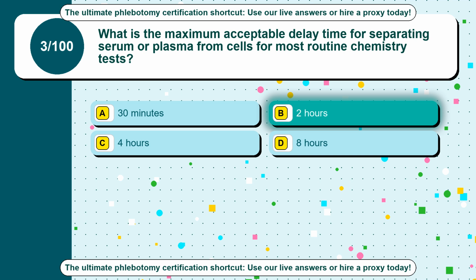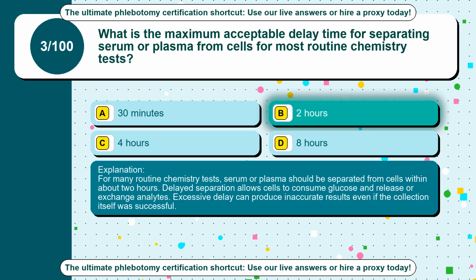2 hours. For many routine chemistry tests, serum or plasma should be separated from cells within about 2 hours. Delayed separation allows cells to consume glucose and release or exchange analytes. Excessive delay can produce inaccurate results even if the collection itself was successful.